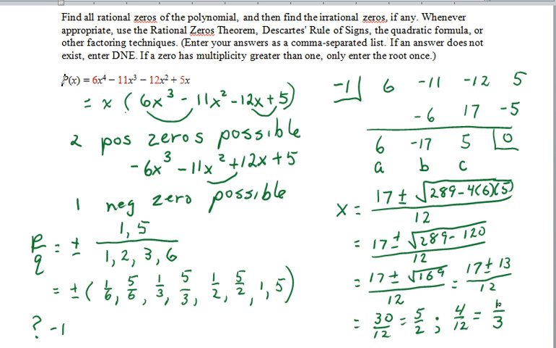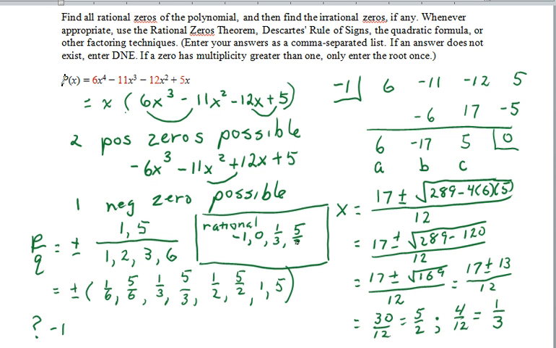So our zeros this time are, and they are all rational zeros, -1, 0, 1/3, and 5/2.